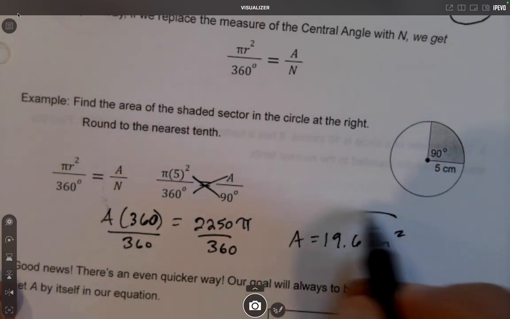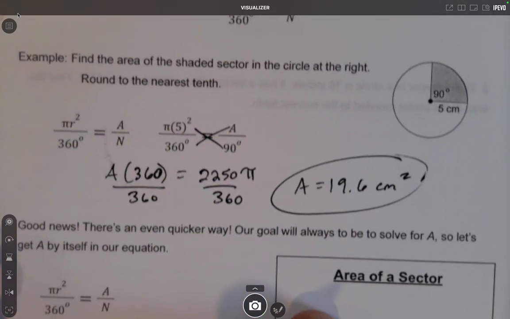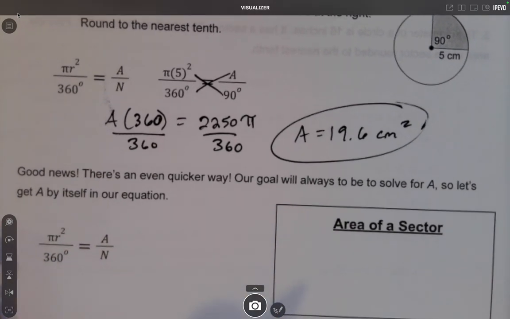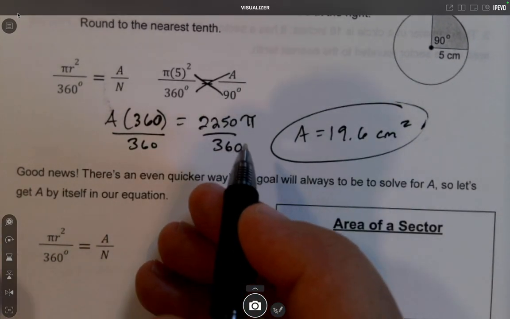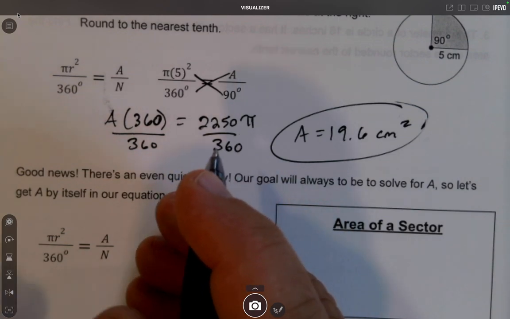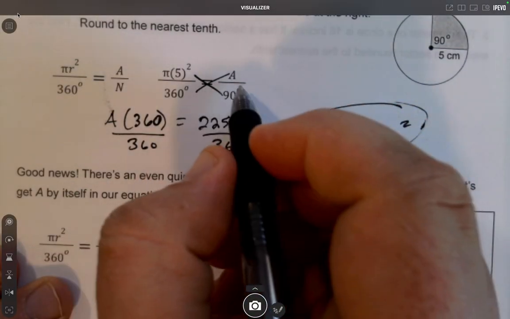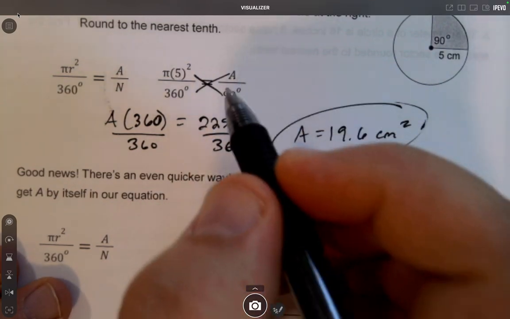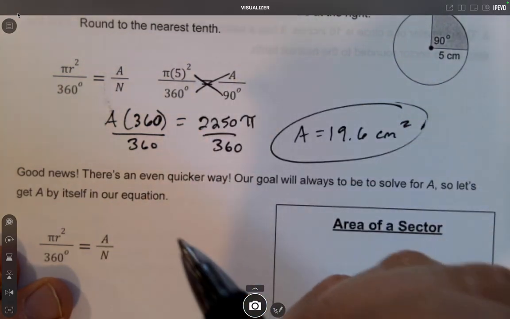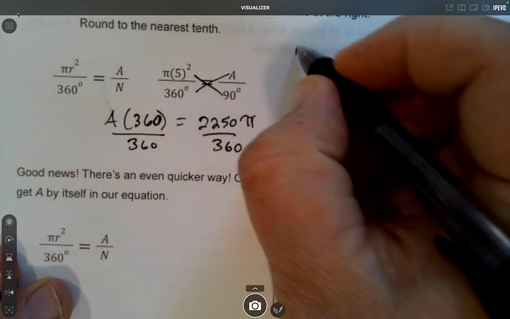Hey, good news. There's an even quicker way. This doesn't take too long. But I don't know if you remember when we did the percent proportion, that is over of equals percent over 100. One good reason to leave that one in proportion form is sometimes we were solving for is, sometimes we were solving for of. Let me just write it so you see what I'm saying.